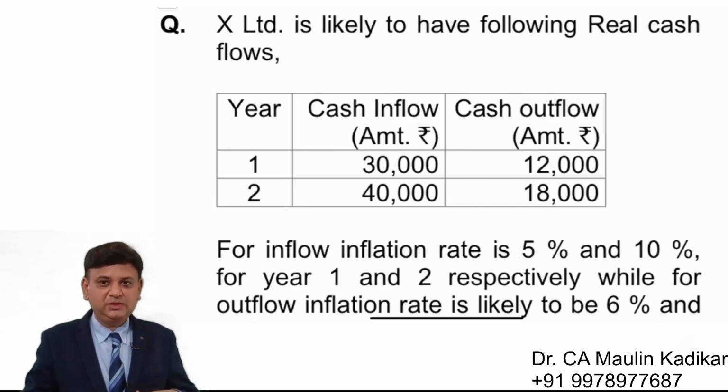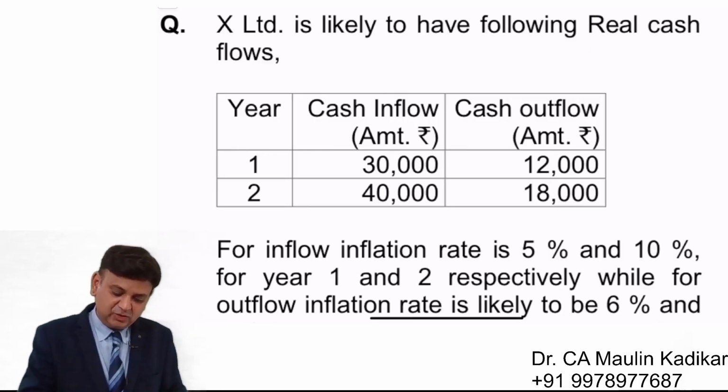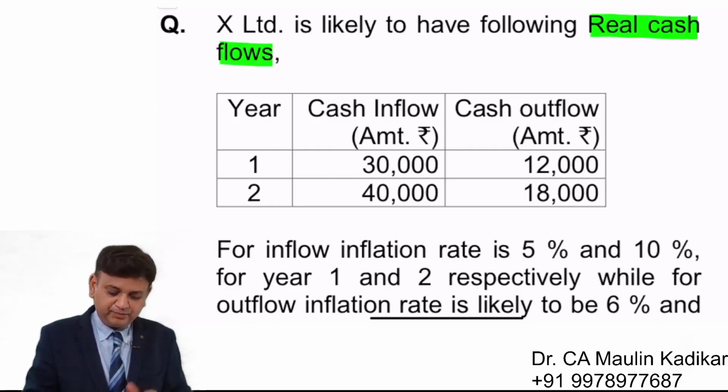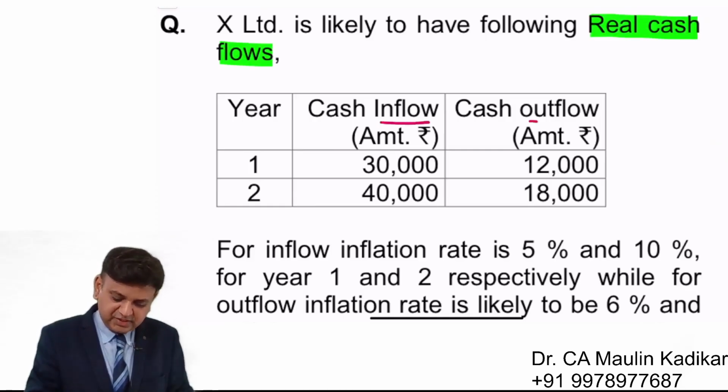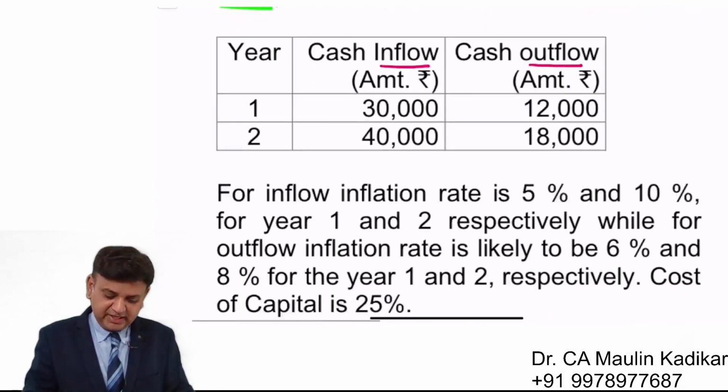Let us see the next question. X Limited is likely to have the following real cash flows. Cash inflow is provided to us for first year end and second year end. Outflow is given for the first year end and second year end.